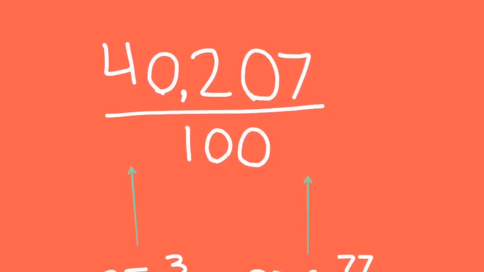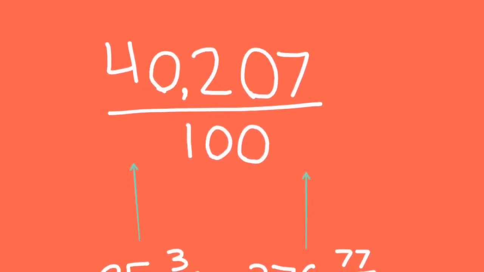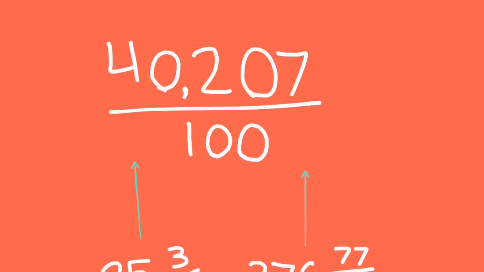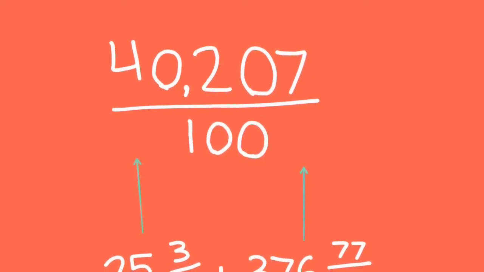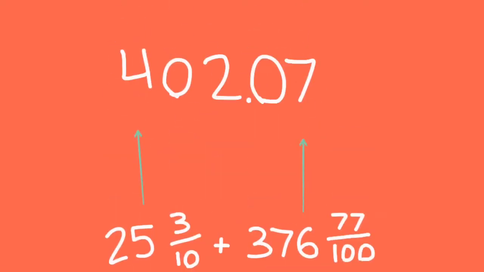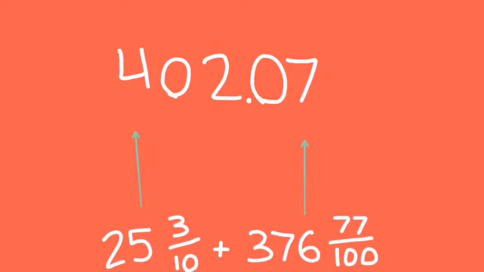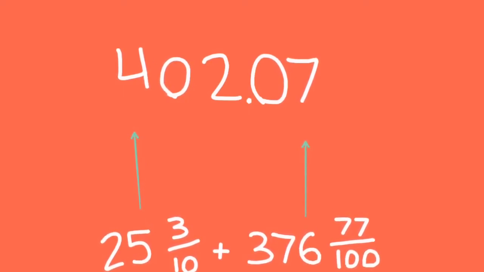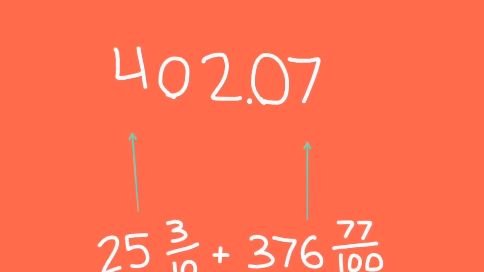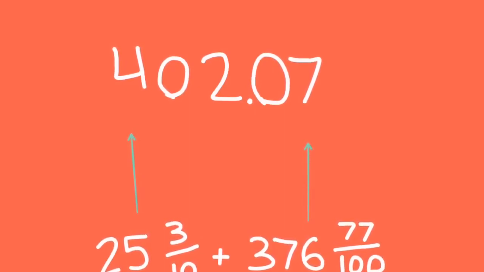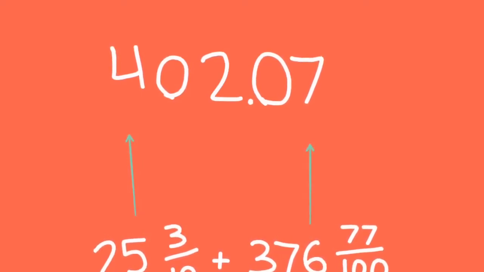But I want to write this as a decimal. And so, what is 40,207 hundredths? Oh, I just take 40,207 and put it so that it ends in the hundredths place. Like this. Can you still see that 40,207 and how it ends in the hundredths place? Well, what's this new number? 402 and 7 hundredths, which is equivalent to 40,207 hundredths.